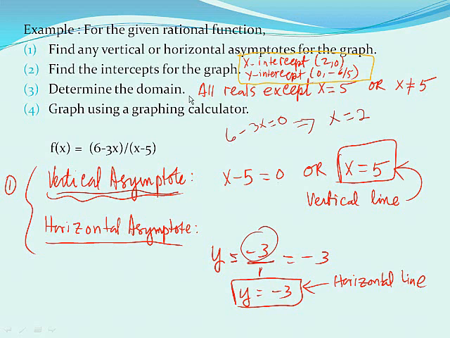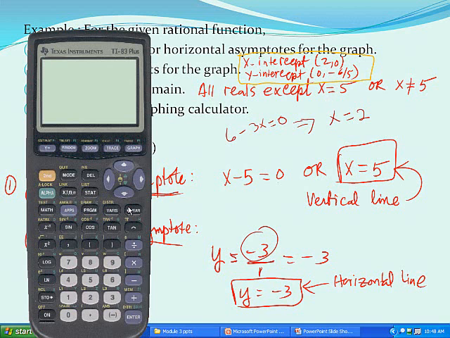Determine the domain. The domain is all reals except x is equal to 5. 5 is not in the domain because the function becomes undefined when x is equal to 5. Let us use the calculator to graph the function. Go to y, enter the function as you see here. Push graph. The graph looks like this. As you can see, x equal to 5 is the vertical asymptote.